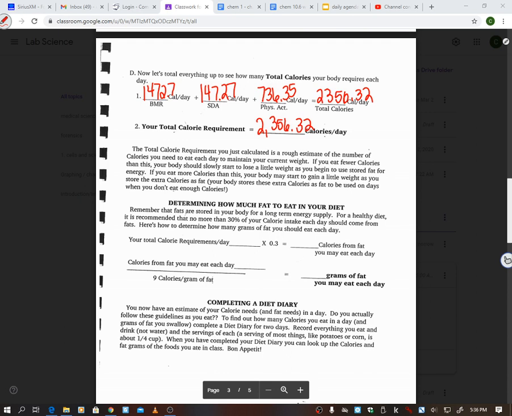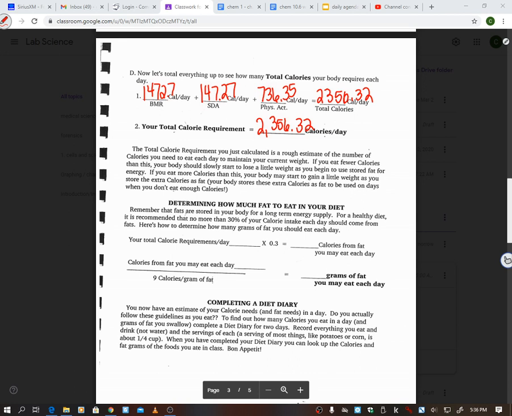And that's why older people's metabolism goes down a little bit. It's harder for them to lose weight, or you have to eat less to stay where you're at, or eat the right kind of calories. That's another big thing. If I ate all of my 2,000 calories in candy bars, that's obviously going to affect me. So, determining how much fat to eat in your diet.